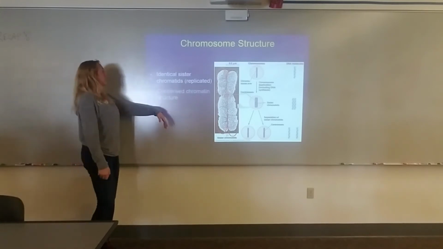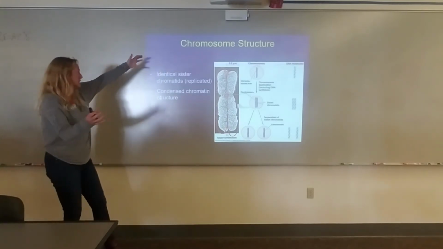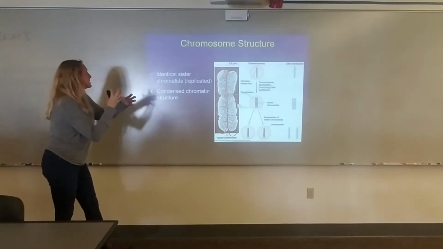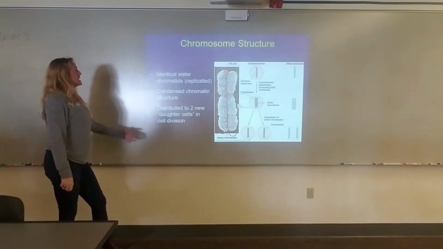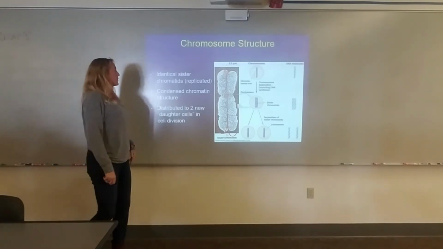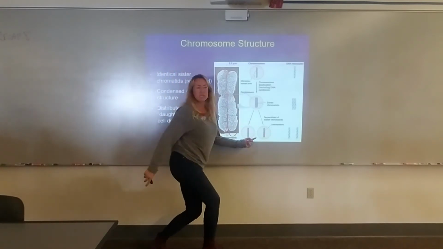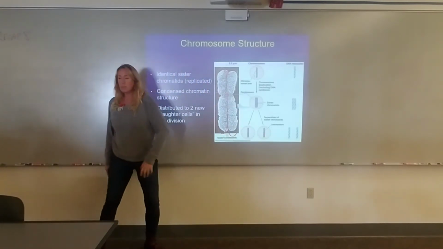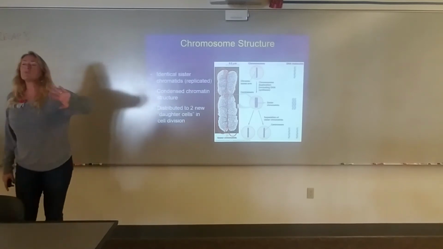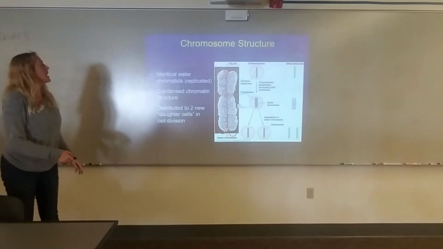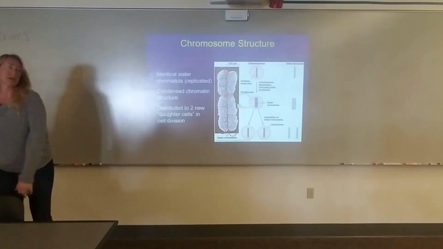So it has to replicate the condensed chromatin. The DNA coils around the proteins, condenses into the chromatin structure, and it's distributed to the two new daughter cells in division. So these will actually pull apart right at the centromeres. So you have a whole chromosome here, or sister chromatid. Now it's on its own, so it's a chromosome. And then a whole chromosome over in the other cell.